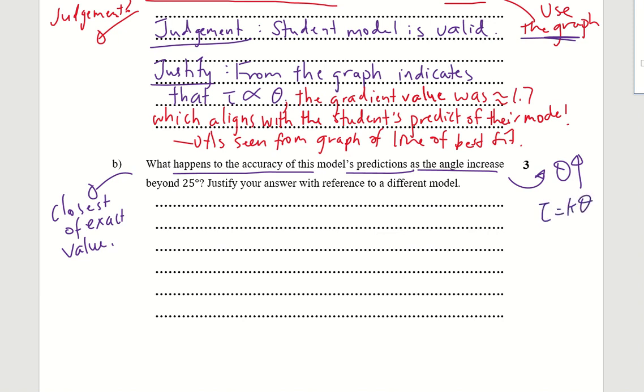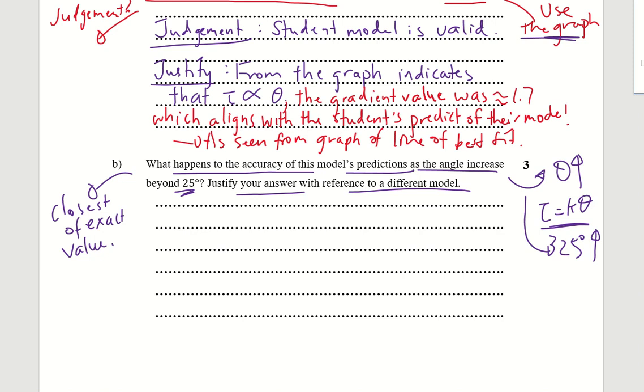beyond 25 degrees. So what we will most likely be asked to do is not only address what happens to this relationship, but give actual values of consideration when it is above 25 degrees. Use every little bit of information they give you and try to give a really quality answer based on scientific evidence to form your arguments. So justify your answer with reference to a different model.